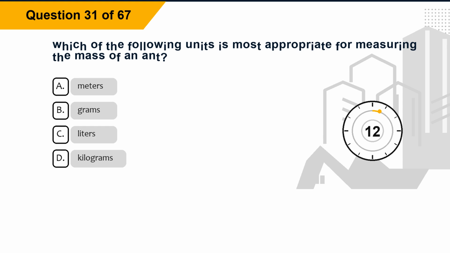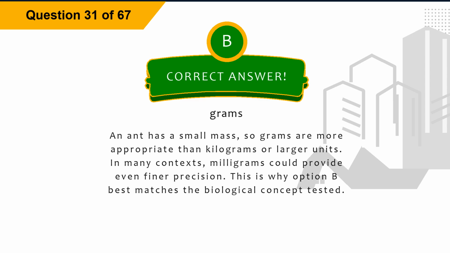Question 31. Which of the following units is most appropriate for measuring the mass of an ant? Option A, meters. Option B, grams. Option C, liters. Option D, kilograms. The correct answer is option B, grams. Explanation: an ant has a small mass, so grams are more appropriate than kilograms or larger units. In many contexts, milligrams could provide even finer precision. This is why option B best matches the biological concept tested.